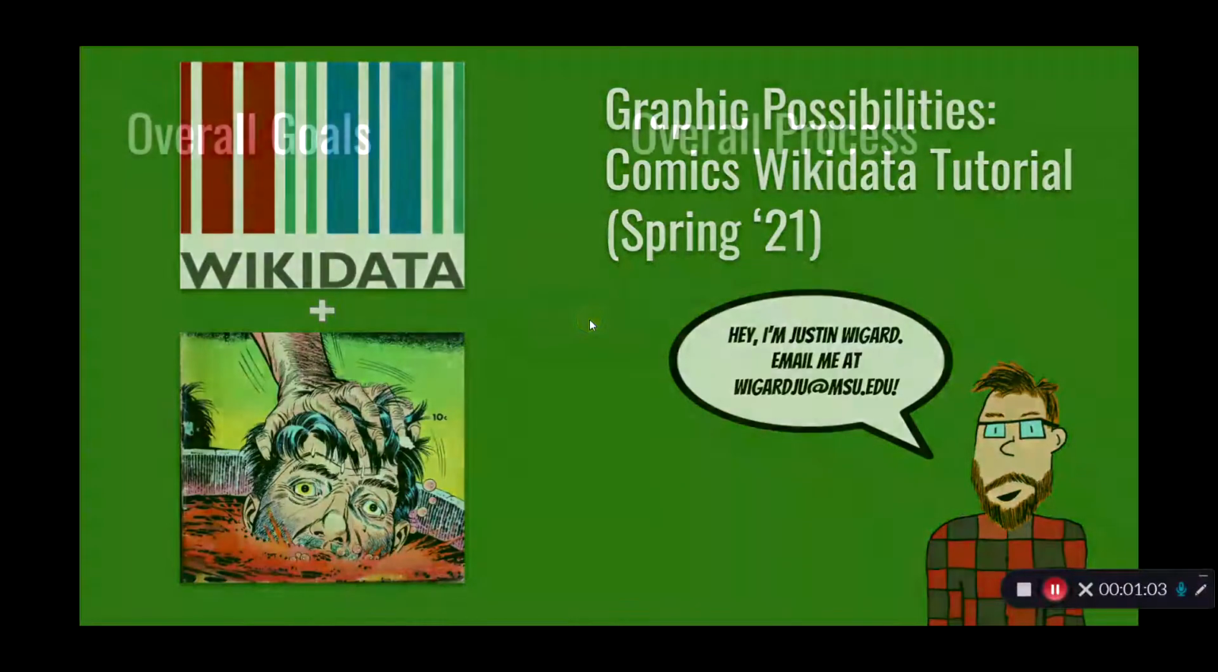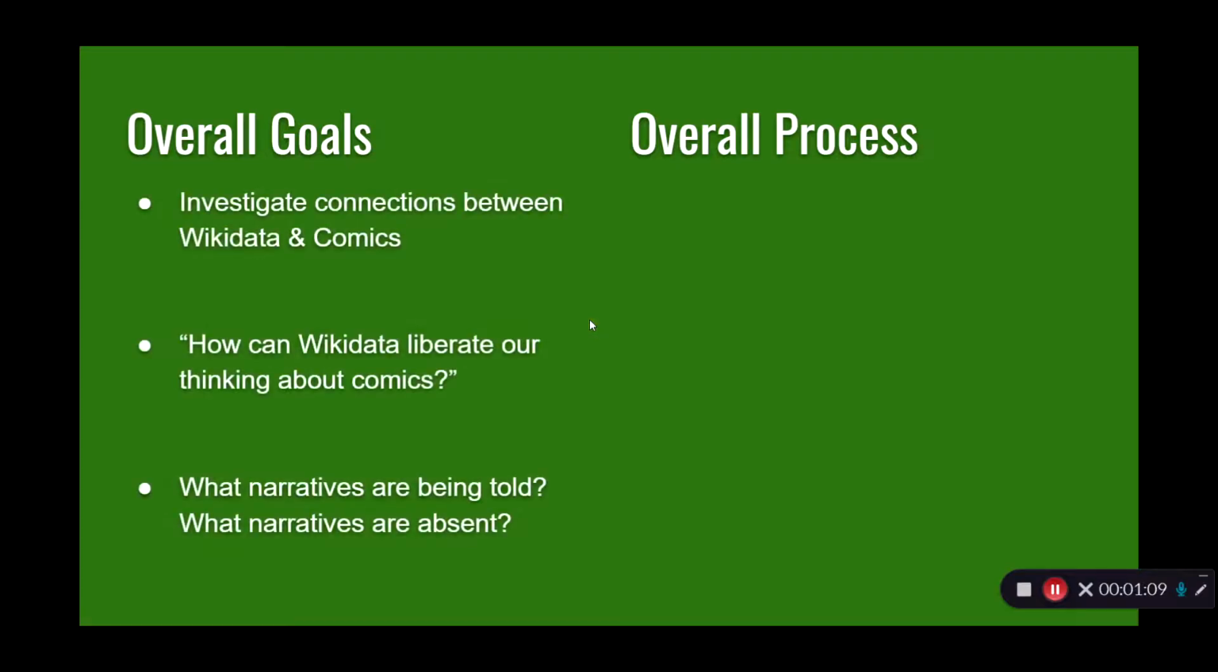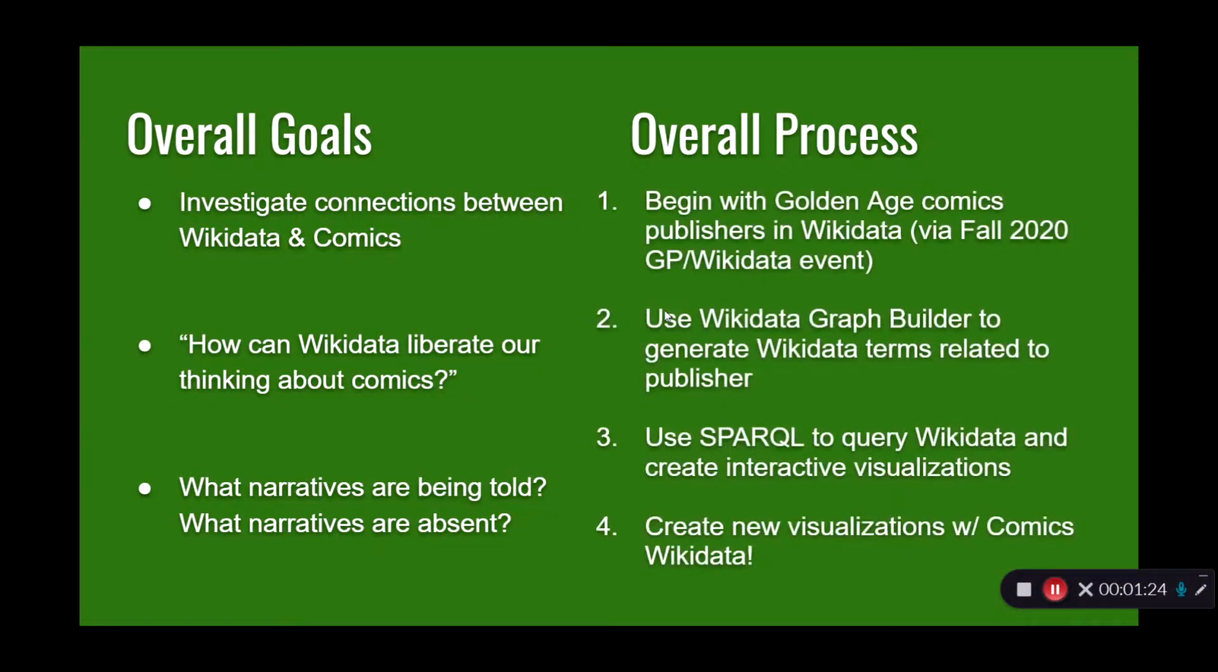So, our overarching goal is to investigate the connections between Wikidata and comics and to begin answering some large questions, like how can Wikidata liberate our thinking about comics? What narratives can we visualize with Wikidata? And also, what narratives are still absent? And so we're going to begin with, well, the beginning of comics publication history by generating visualizations of Wikidata associated with Golden Age comics publishers as our starting point.